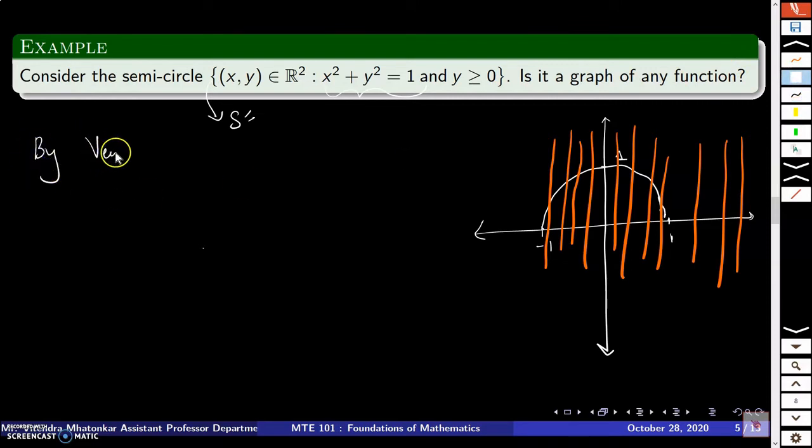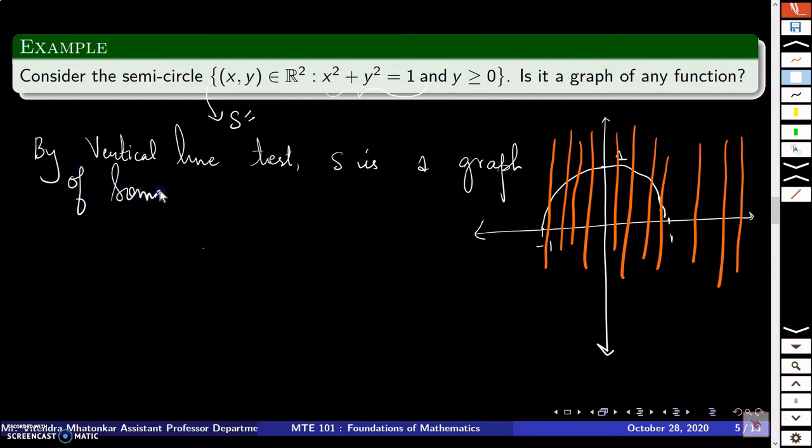By vertical line test, S is a graph of some function. So the next question that pops up is, how do you find that function? Okay, so we are interested in finding the function f from R to R in this case, which satisfies these conditions and which will represent this set S.